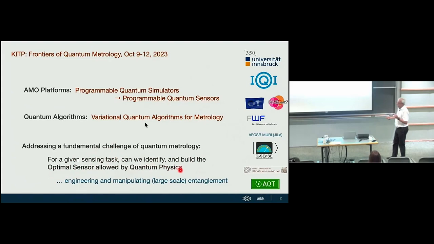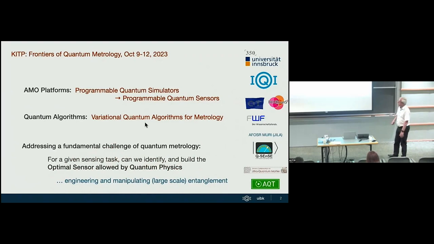And very clearly, this has a lot to do with engineering and manipulating large scale entanglement. And so there's a very clear connection between quantum information and quantum metrology. And of course, this is a very old story, but we come from the point of view of actually trying to come up with schemes where you can do these things in the lab.